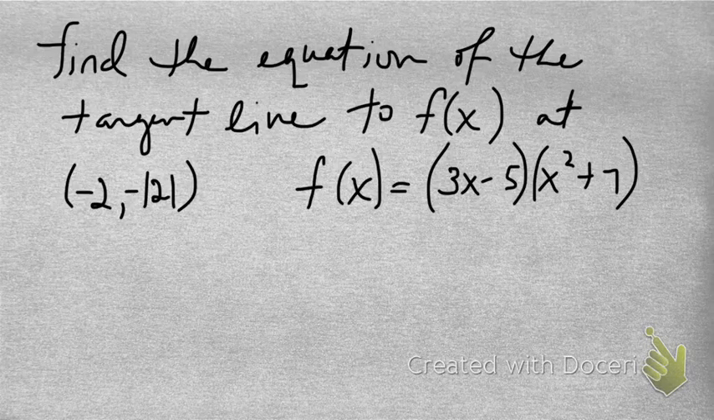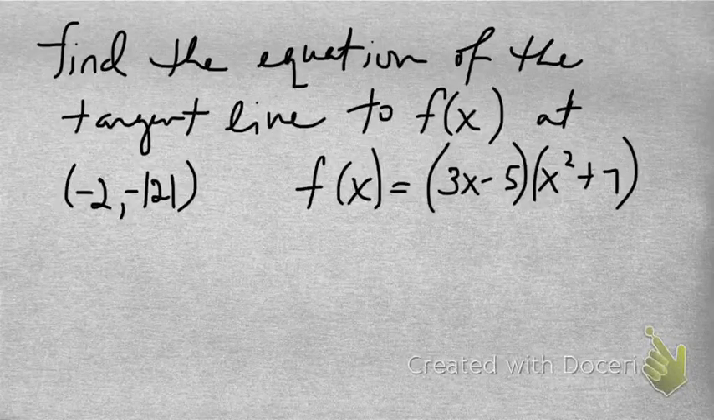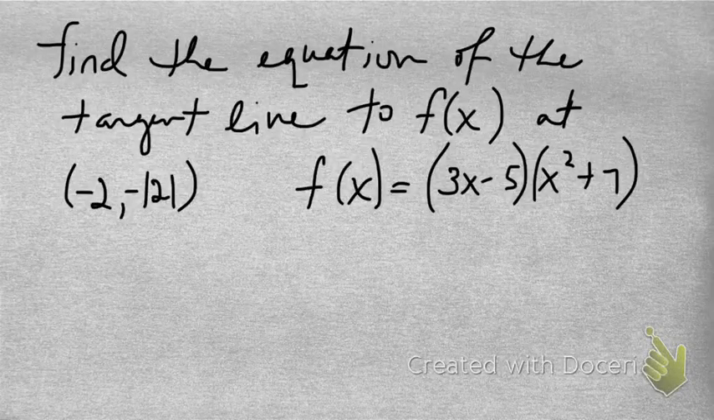Another question for me. What is the equation of the tangent line to the function at a given point? We will begin by finding the derivative. That'll help us to find the slope. Once we have the slope, we'll also have a value of x and a value of y. We can write the equation of that line.